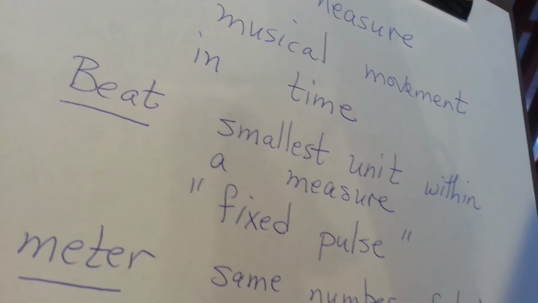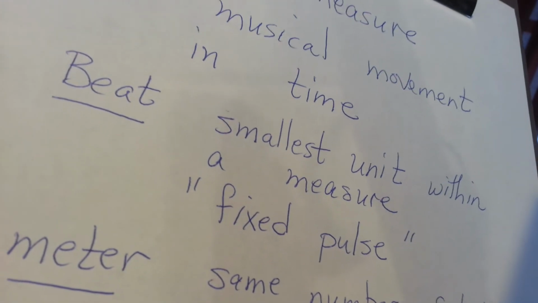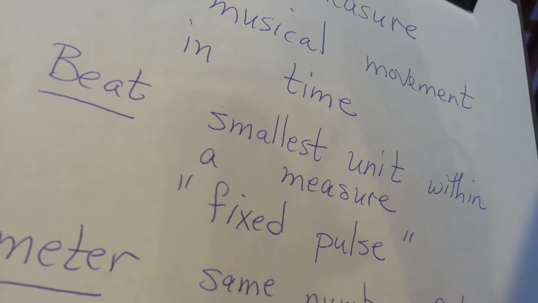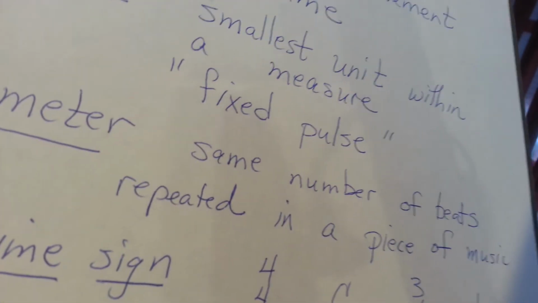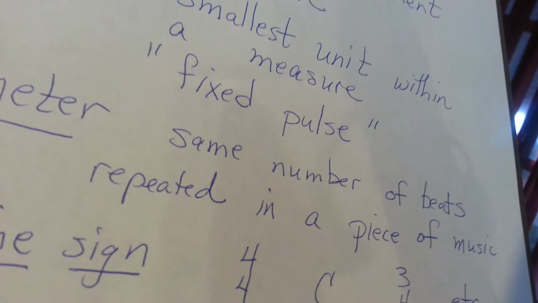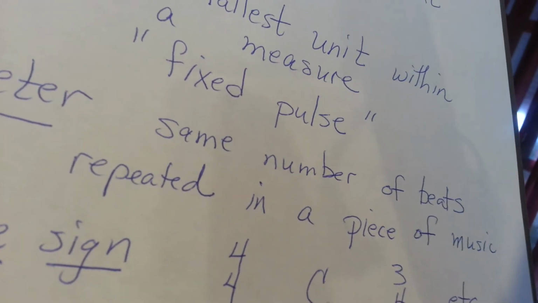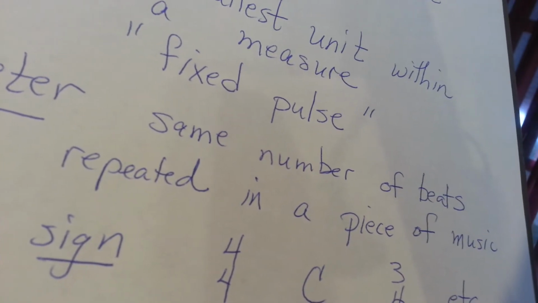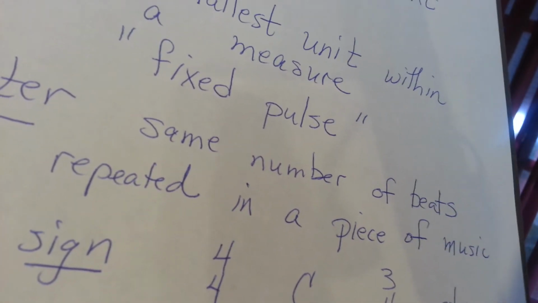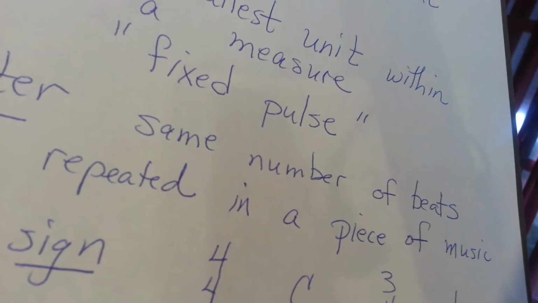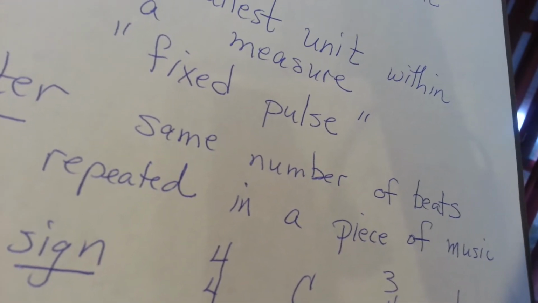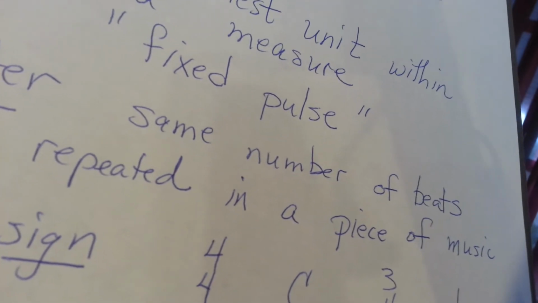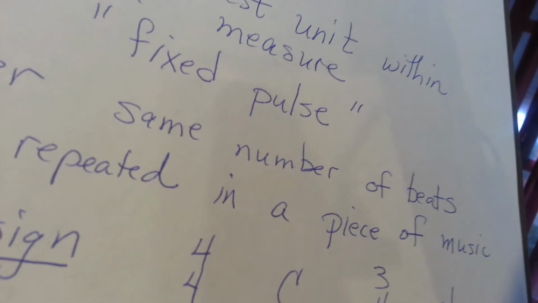The beat is the smallest unit within a measure, or that fixed pulse, much like your heartbeat. Meter has to do with the same number of beats repeated in a piece of music. So we talked about meter as being duple, triple, and quadruple. Duple being 2 beats repeated over and over, 3 beats for triple, and 4 beats would be quadruple.